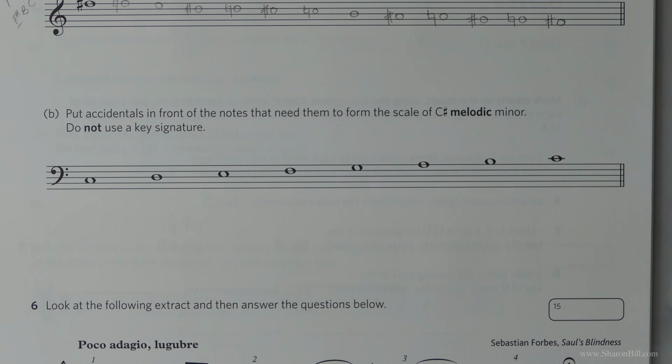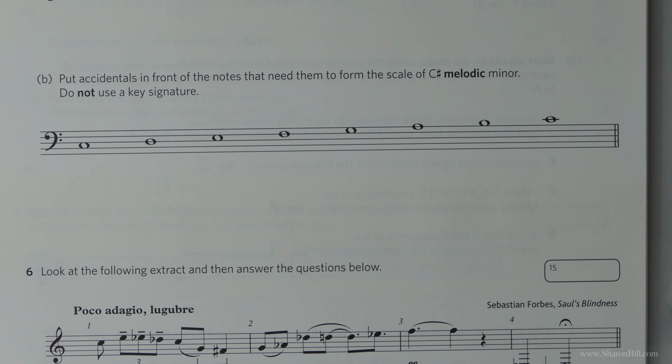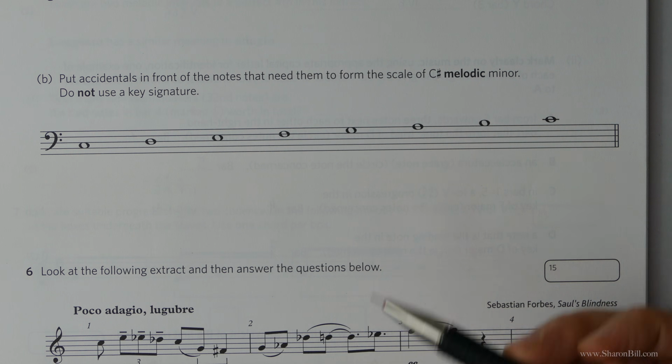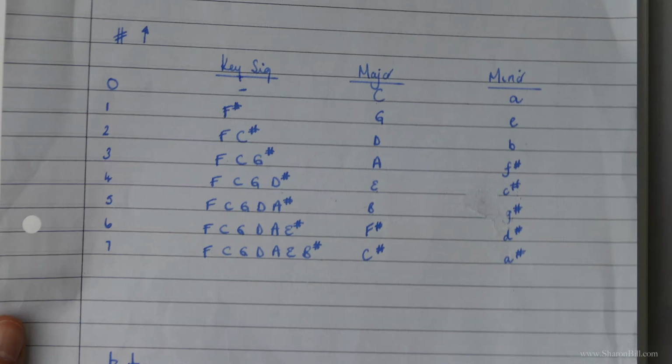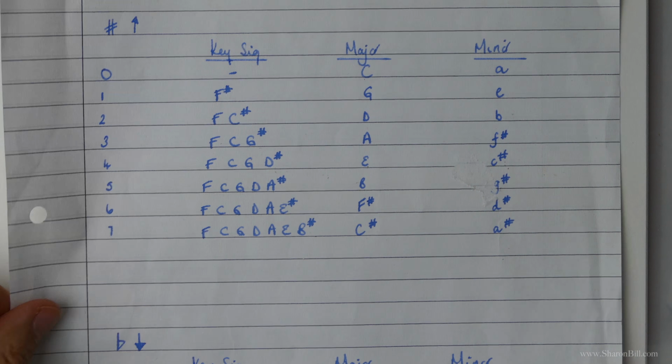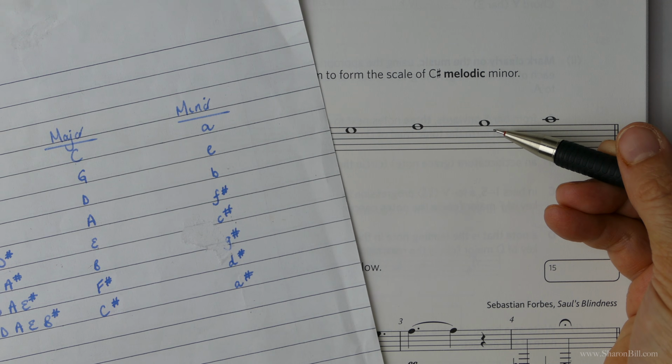Now we have a scale to write out here. We're doing C sharp melodic minor. Throughout the course of a paper you will be referring to major and minor key signatures often in all sorts of different questions, so I suggest that before you start you write out your circle of fifths, and that way you've already done your thinking for this bit anyway.